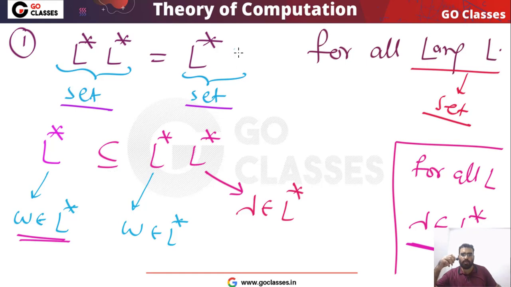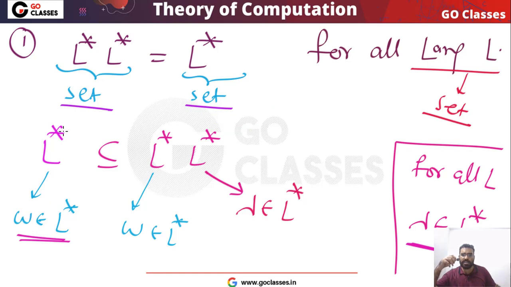If I want to prove that RHS is a subset of LHS, then what should I do? I should prove that every string of RHS is also a string in LHS. Every string of RHS is also present in LHS. So let me assume that you have some string in RHS.